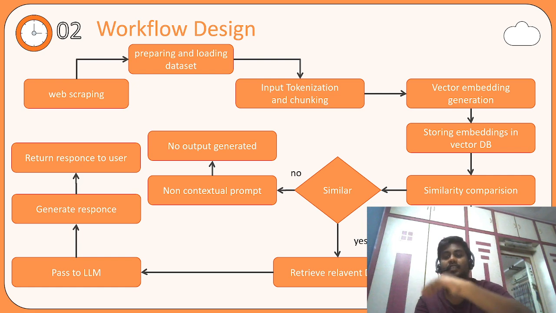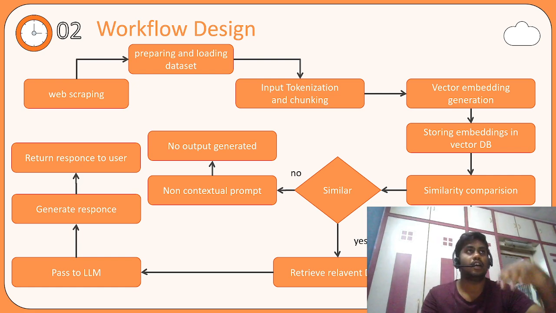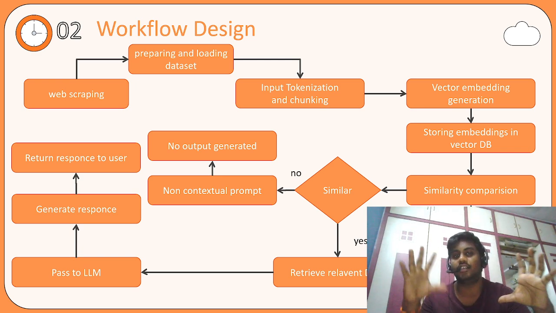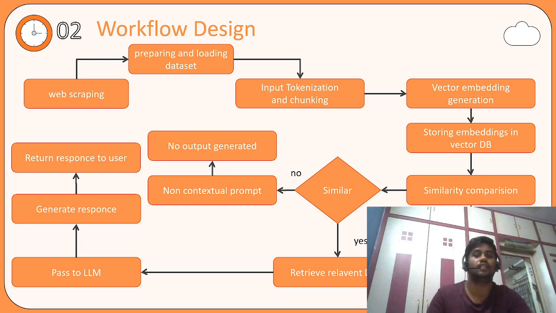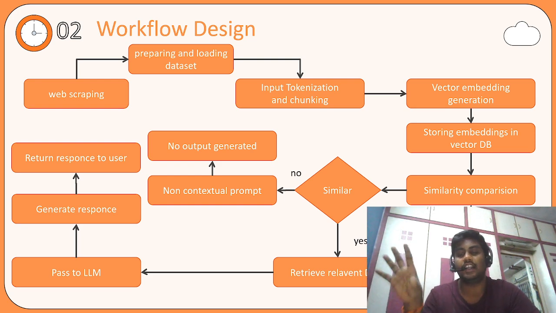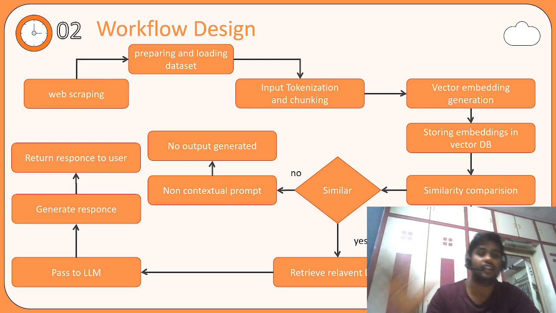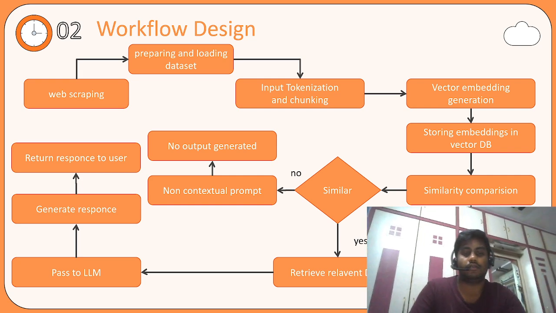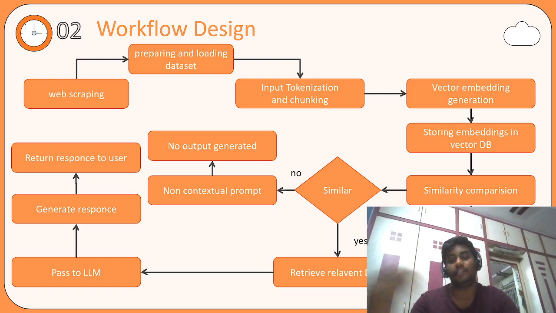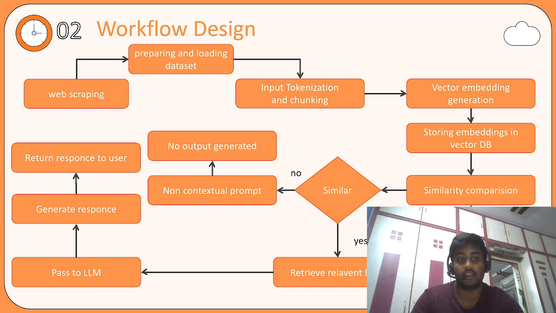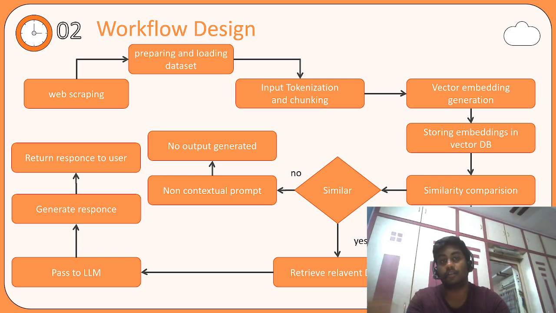Then we do a similarity comparison. Whenever a user asks a query in the front end, this query is sent to the Flask, and the model checks whether the query is similar to the data it contains. If it doesn't contain similar data, it says that it is not in my context and doesn't generate any output. If it is similar, it retrieves the relevant documents, passes them to the LLM, which generates the response and returns it to the user. So this is the workflow of our project.